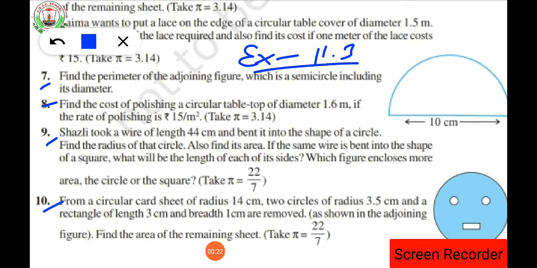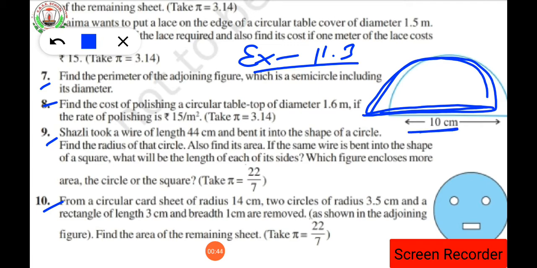What does question number 7 say? Find the perimeter of the adjoining figure, which is a semicircle including its diameter, isn't it? So first we are going to find the circumference of this semicircle whose diameter value is given as 10 centimeter. Okay, so 10 centimeter is given as its diameter. So what will be the radius? Radius will be 5 centimeter. This question we had already done in the previous video, isn't it?